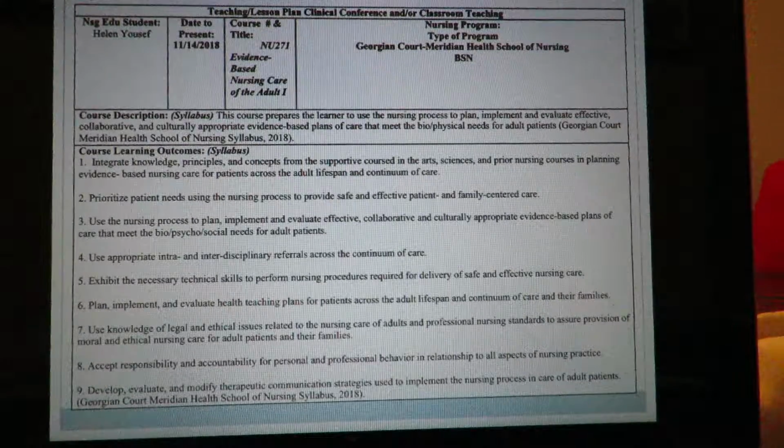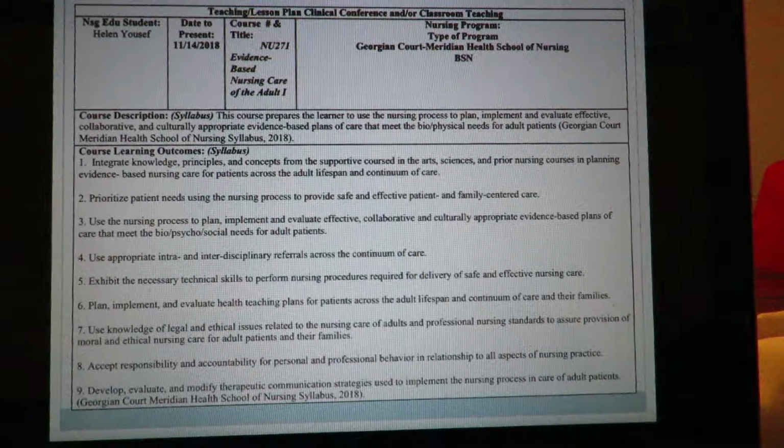When figuring out how to plan my lesson plan, I did look at the course description and the course goal, and that is to prepare the students to effectively use the nursing process to plan, implement, and evaluate effective, collaborative, and culturally appropriate evidence-based plans of care that meet the bio and the physical needs of their adult patients. Looking at the course learning outcomes, they are specific to the course goal.